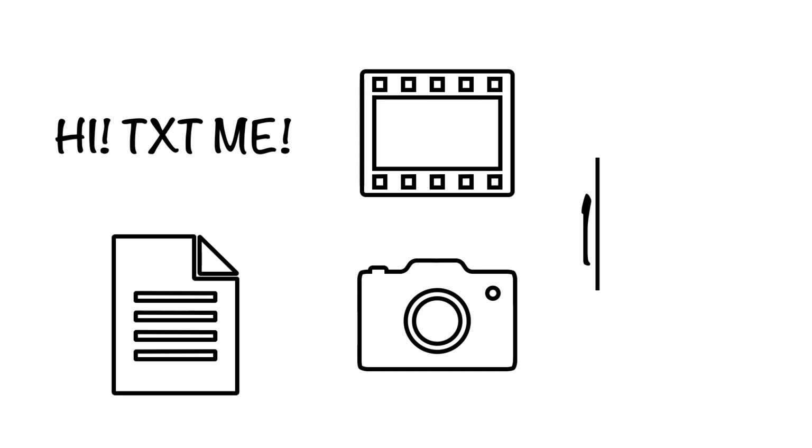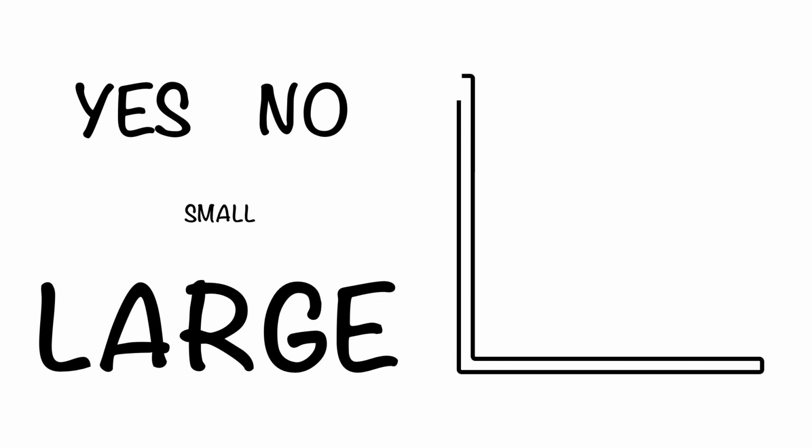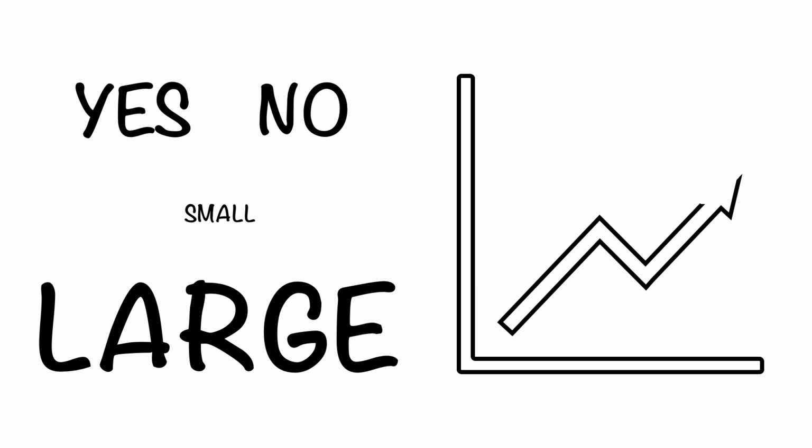So what types of data do we have? We've got text, like tweets or articles, images and videos, and numbers, things like height, temperature, or your daily steps. There's also categorical data, yes or no, small or large. It's about labels, not numbers. Some data changes over time, like stock prices or heart rate. That's called time series data.